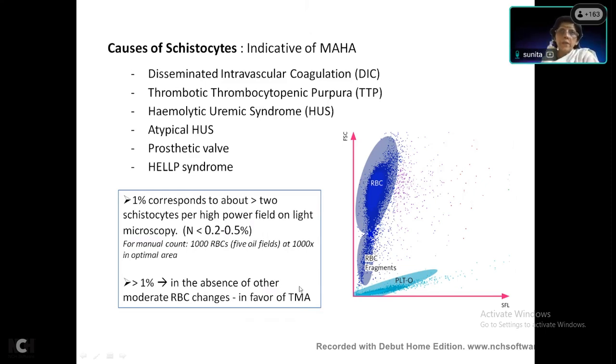Now remember one thing: schistocytes, for example in a macrocytic or megaloblastic anemia which is showing marked anisopoikilocytosis, then also you can see some schistocytes. But here the other moderate RBC changes should not be there. It's only the schistocytes which are an important feature. Then it is in favor of microangiopathic hemolytic anemia.